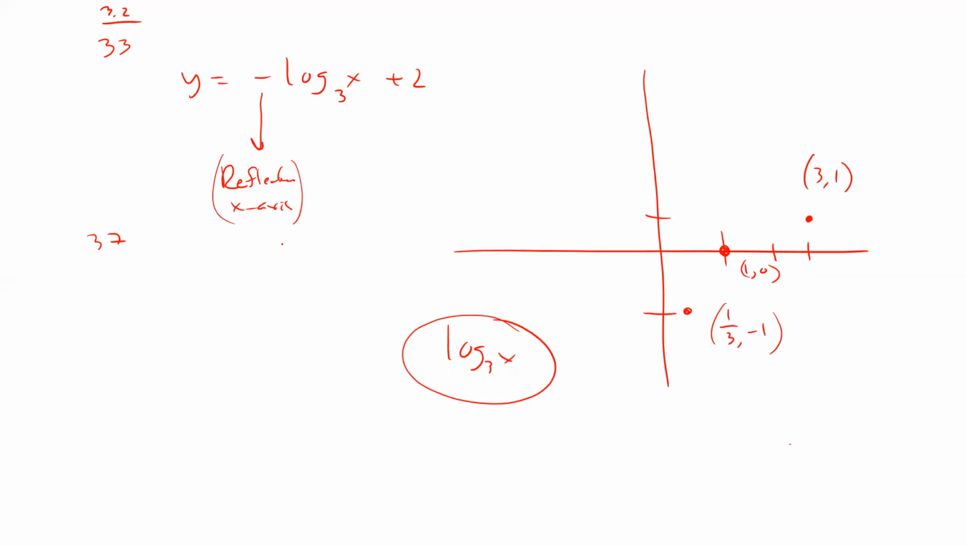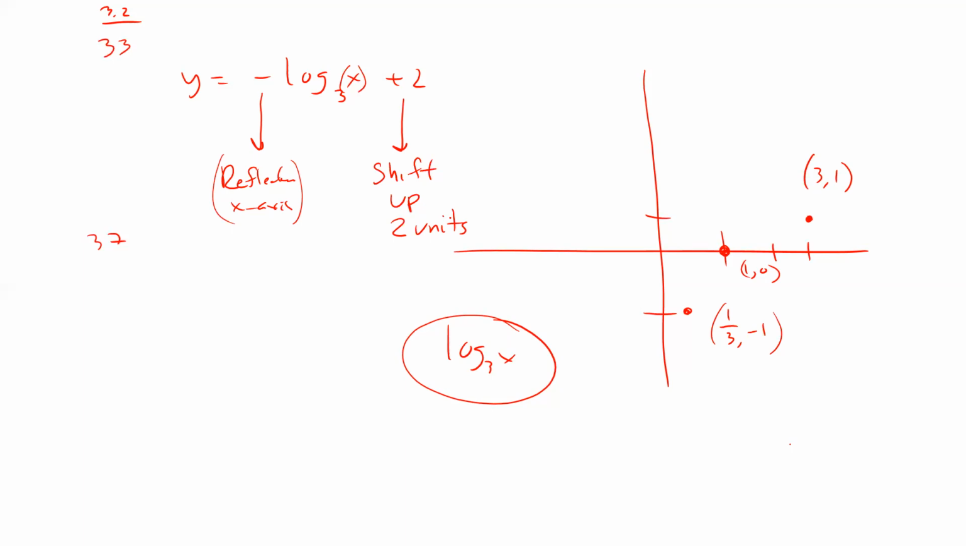If the number was inside the log, like if it had a little parenthesis, we would move this guy to the left 2 units. We're good? But because there's no parenthesis, it's almost like this: the x is inside there, and the 2 is on the outside. So there's our transformations. That's the stuff we've got to move.